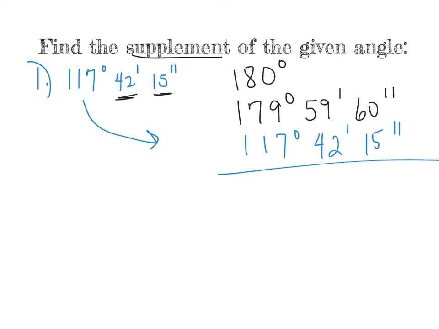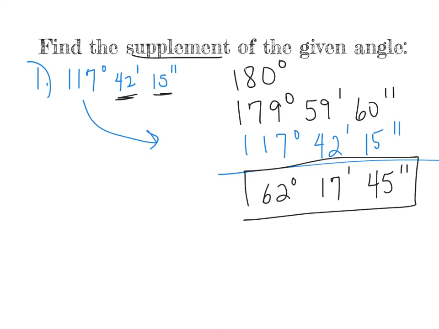60 minus 15 is 45 seconds. 59 minutes minus 42 minutes is 17 minutes. 179 minus 117 degrees is 62 degrees. All right, so 62 degrees, 17 minutes, and 45 seconds is the supplement of this angle.